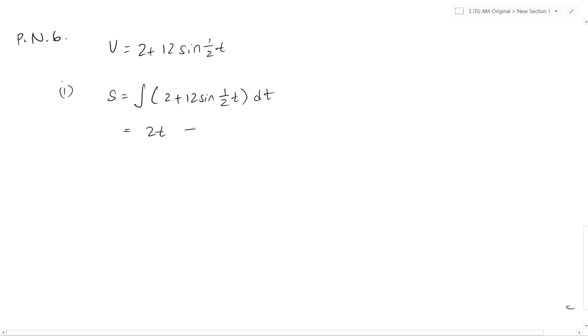Resulting in 2t plus, now sine, we copy down the 12, sine half t. When you integrate sine half t, you will get cosine half of t with a negative sign. And now we need to divide this by the differentiation of the angle, so divided by half, and we still need to plus c. Simplifying all this results in 2t minus 24 cosine half t plus c. Okay, so this is our expression for the displacement.